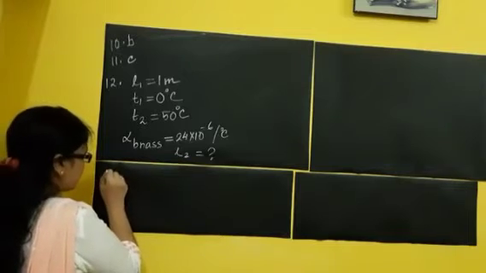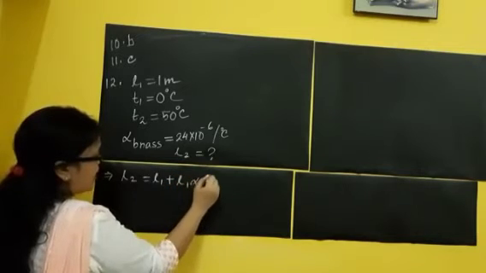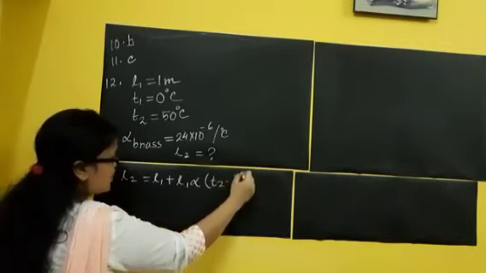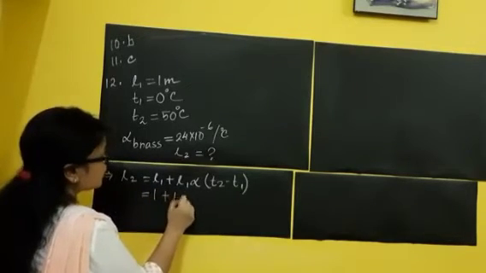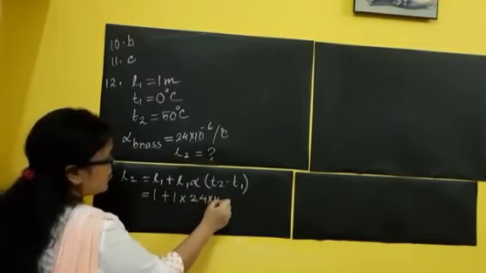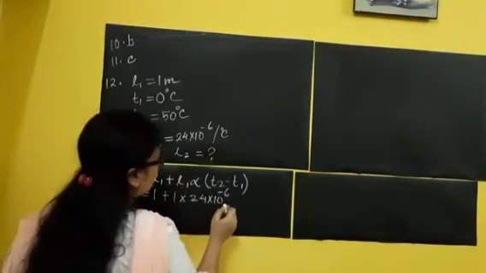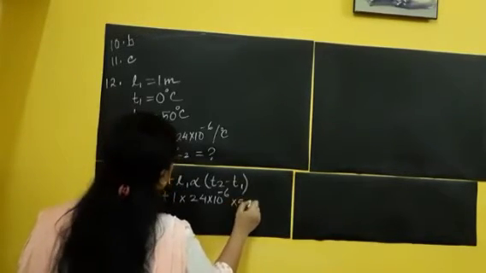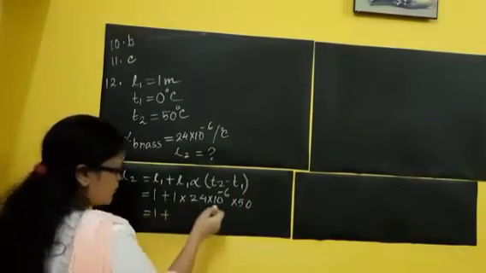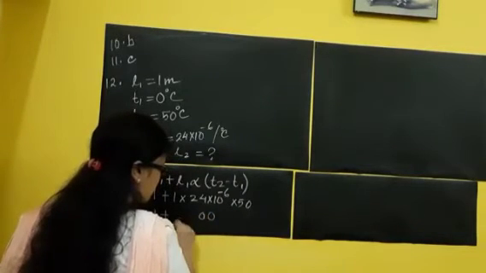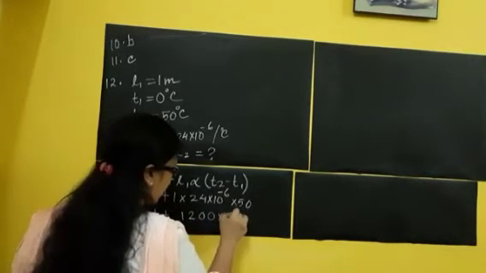So we'll do what? We know L2 equal to L1 plus L1 alpha into T2 minus T1. This formula I know. L1 is 1 meter plus 1 into 24 into 10 to the power minus 6 into T2 minus T1. T2 minus T1 will be 50 because T1 is 0 degree Celsius. So do the multiplication. 1 plus 24 into 50 means 1200 into 10 to the power minus 6.